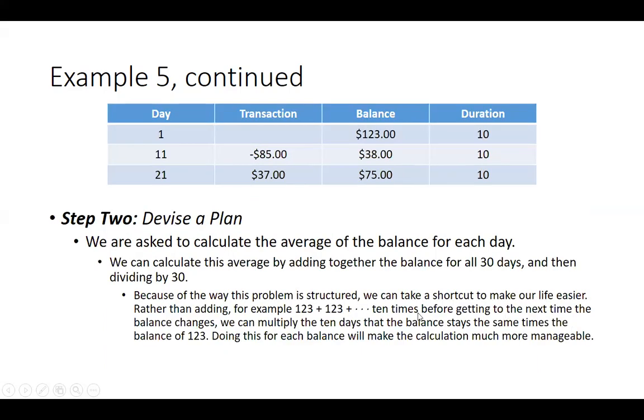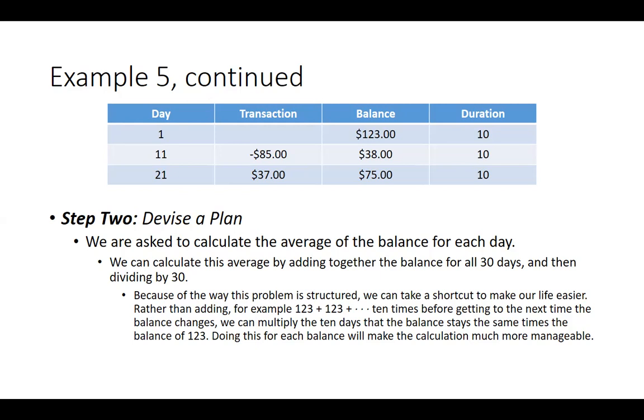Carry that table over. Let's devise a plan. We're asked to calculate the average of the balance for each day. We can calculate this average by adding together the balance for all 30 days and then dividing by 30. But because of the way this problem is structured, we can take a shortcut to make our life easier.